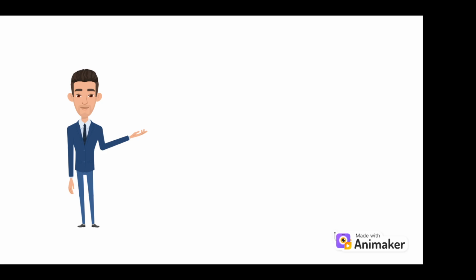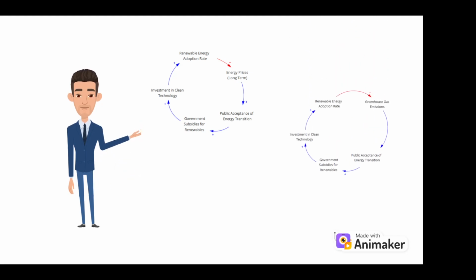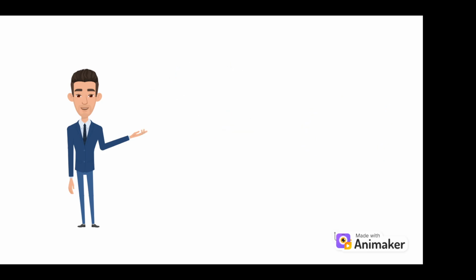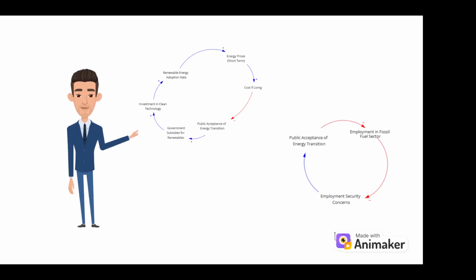Reinforcing loops in this initial causal loop diagram include the investment and cost reduction loop, the public acceptance and policy support loop, and the smart grid and energy storage loop. Balancing loops include the employment shift loop and the energy price stabilization and cost of living loop.